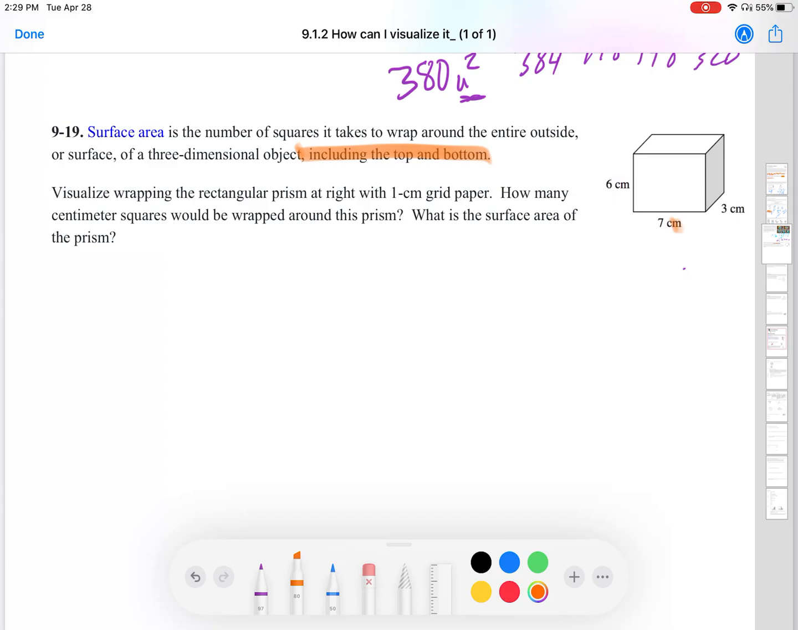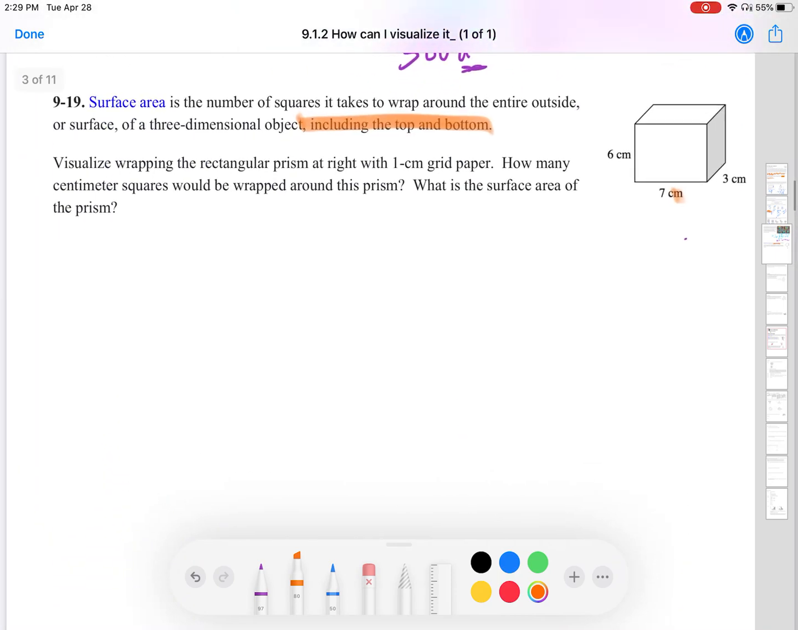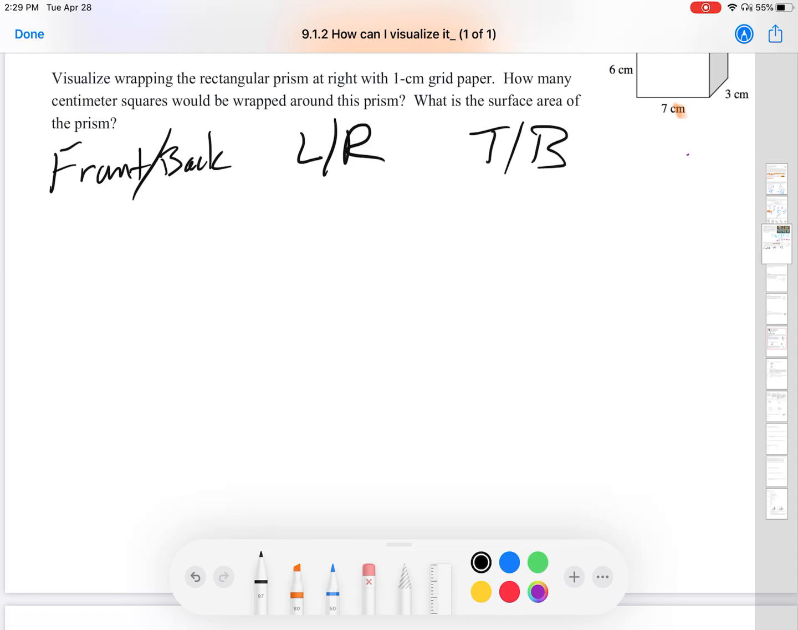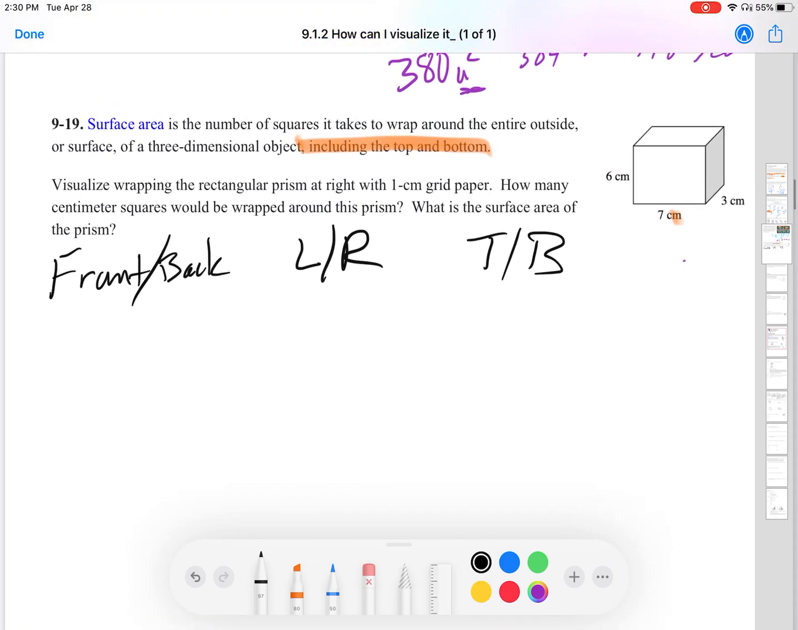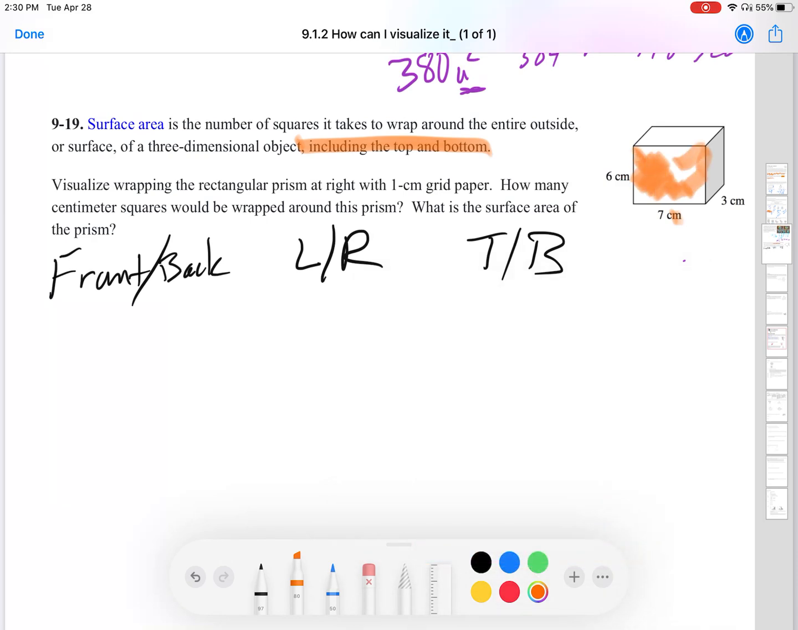Okay, so to do something like this, I find that it's really nice to organize that data, organize it by a front and a back, a left and a right, and then I like a top and a bottom. And I'm hoping this will make sense here in a moment. So if we look at the front and back, I'm just going to highlight that front and back. And let's go with that orange.